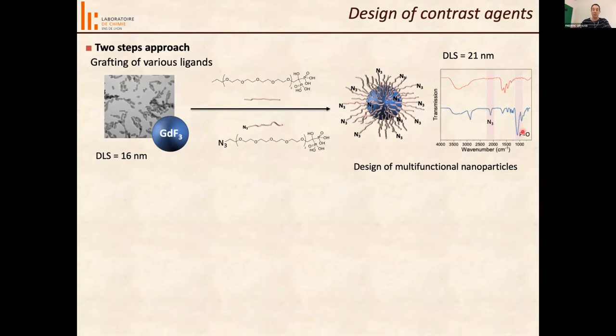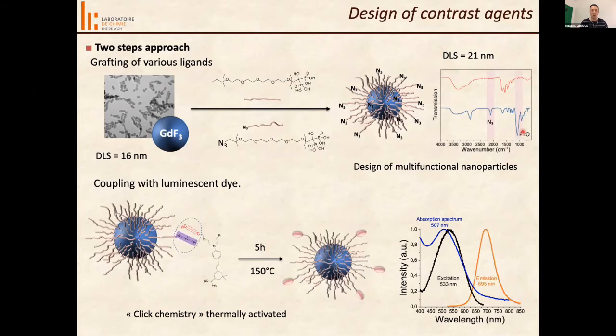So we have first this multifunctional nanoparticle that is further modified through click chemistry in order to have the dye onto the particles. And this is here a thermally activated click chemistry. As you can see, the fact that the dye is grafted on the particle is not an issue regarding its emission properties, and we keep the emission properties of the dye in a range of wavelength that is perfectly suitable for bioapplication.